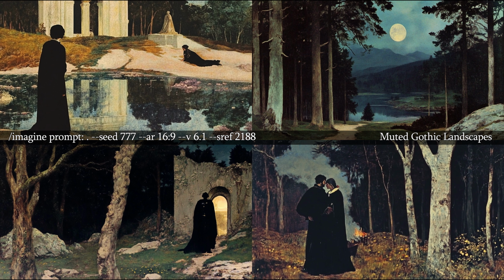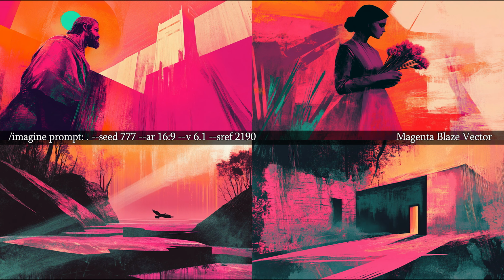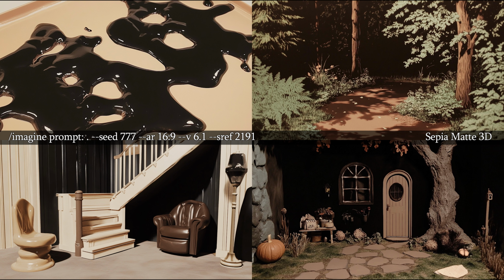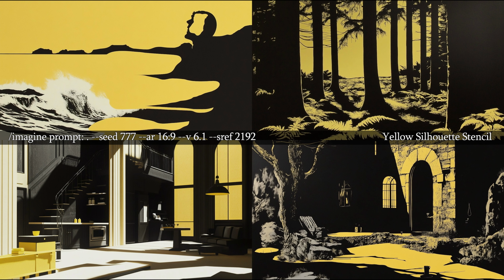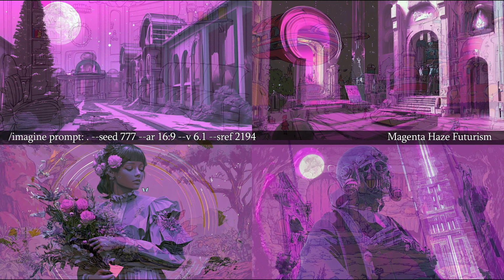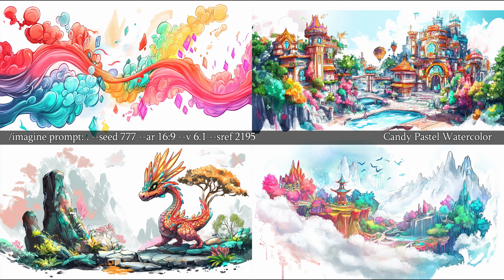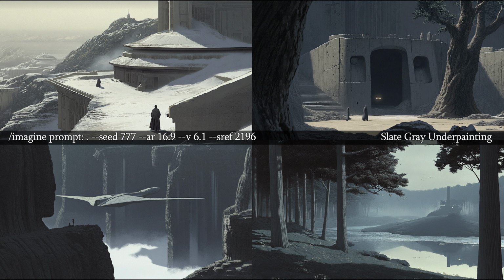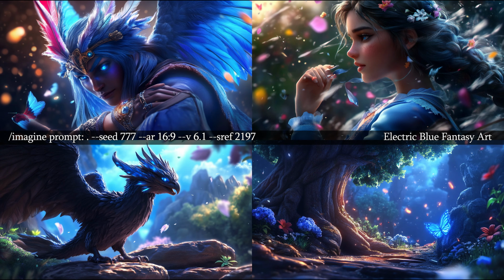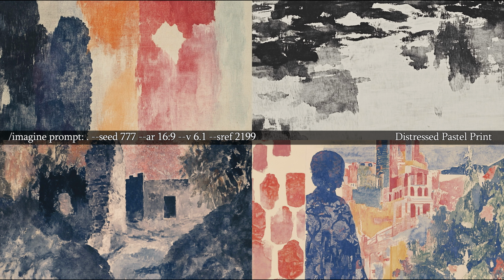2188 Muted Gothic Landscapes. 2189 Golden Sun Airbrushing. 2190 Magenta Blaze Vector. 2191 Sepia Matte 3D. 2192 Yellow Silhouette Stencil. 2193 Retro Linework Coloring. 2194 Magenta Haze, Futurism. 2195 Candy Pastel Watercolor. 2196 Slate Gray Underpainting. 2197 Electric Blue Fantasy Art. 2198 Blush Porcelain Doll Effect. 2199 Distressed Pastel Print.